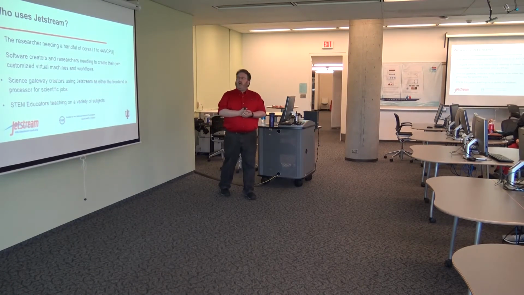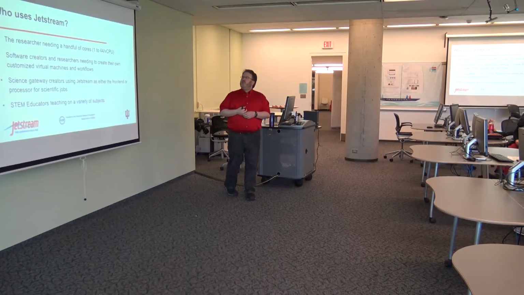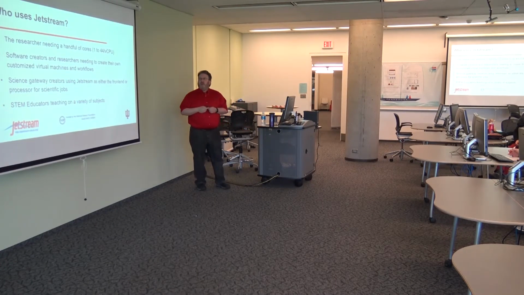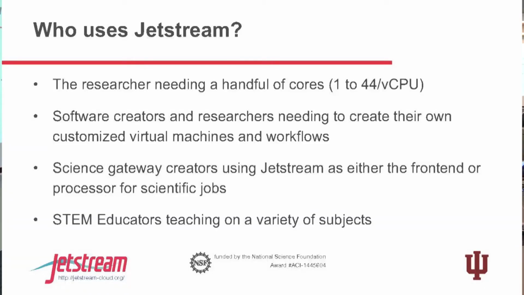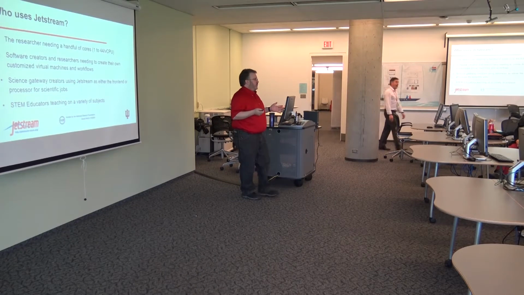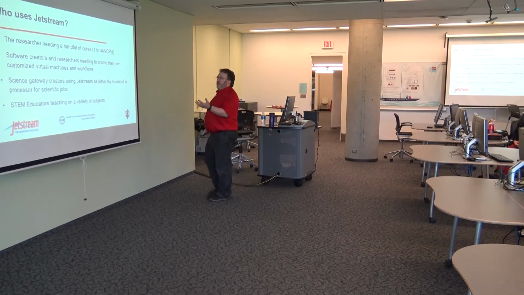So the who. Jetstream being a cloud system, you're not going to get thousands and thousands of cores at a time. What you do get from an Atmosphere instance is anywhere from 1 to 44 cores. It's for people that are doing software development or other research development where they really need to have full control over everything. You have 100% control on your virtual machine, so you can do just about anything you want. It's for Science Gateway creators.